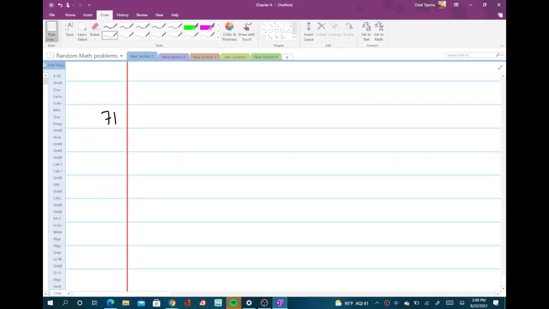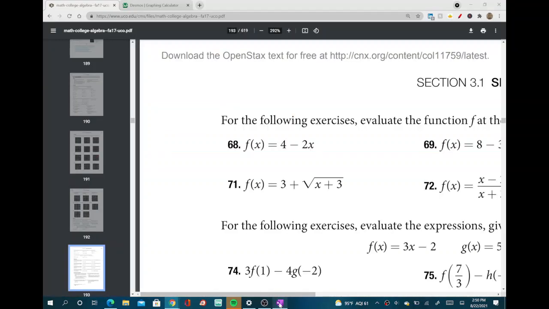So number 71, I have f of x equals 3 plus the square root of x plus 3. Now, do not worry about what kind of function this is. We're just evaluating. We're just plugging in a number for x, and we are seeing what that equals. We're not trying to figure out, is this a quadratic? Is this a radical? Is this a rational? It doesn't matter. That's not what it's asking. It literally just wants you to evaluate the function. So we're going to do f of negative 1.